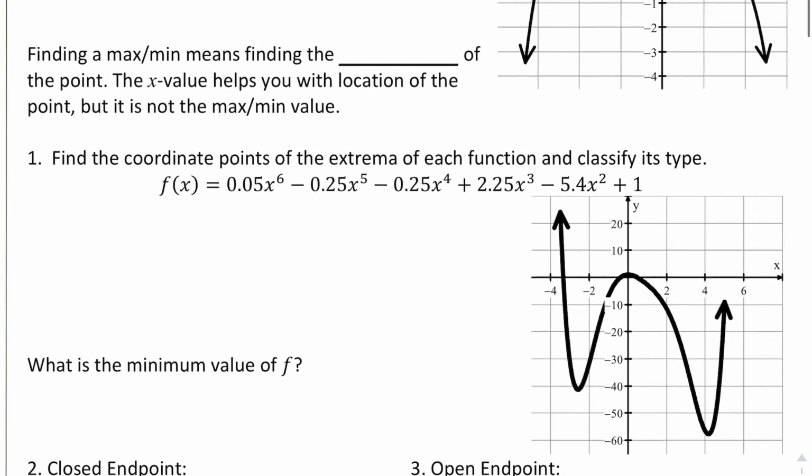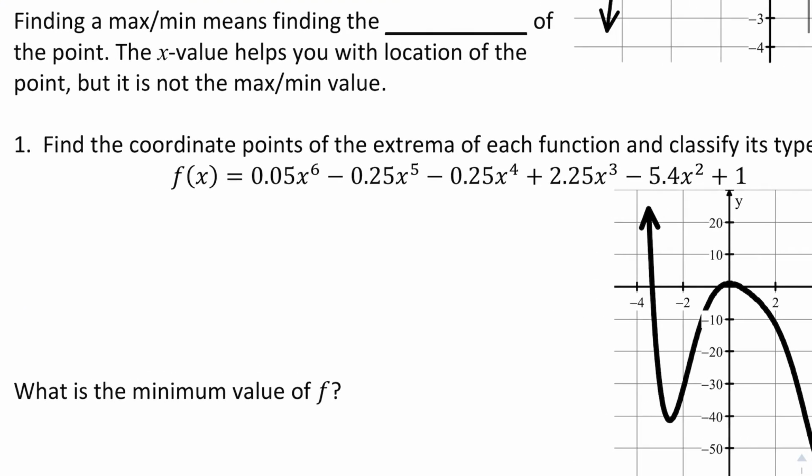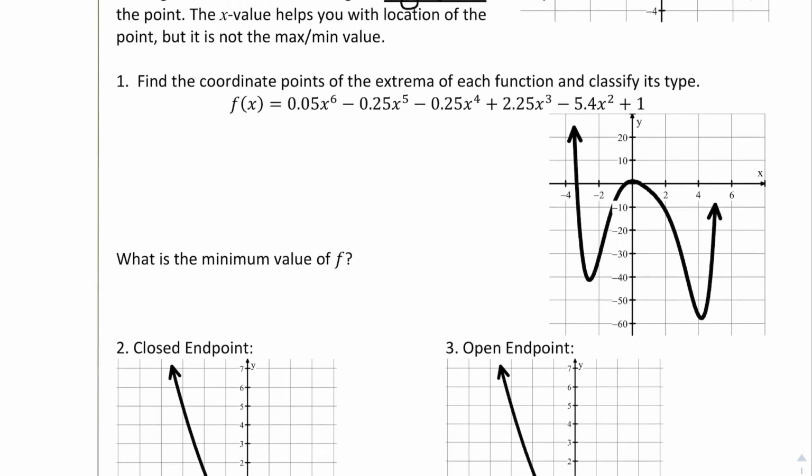Finding a max or min value means finding the y value, or the function value of the point. The x value helps you locate the point, but is not the max or min value. All stuff we just talked about.